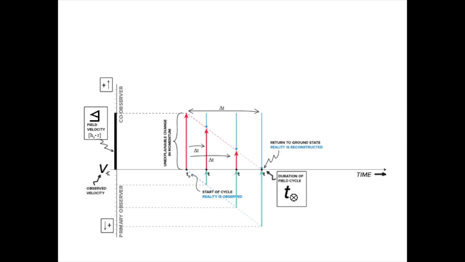The boson field, however, is not easily eluded. After completing the field cycle, the primary observer no longer observes the effects of the boson field. The field, however, is an immutable continuum. Because of this, the primary observer forcibly re-acknowledges the field.